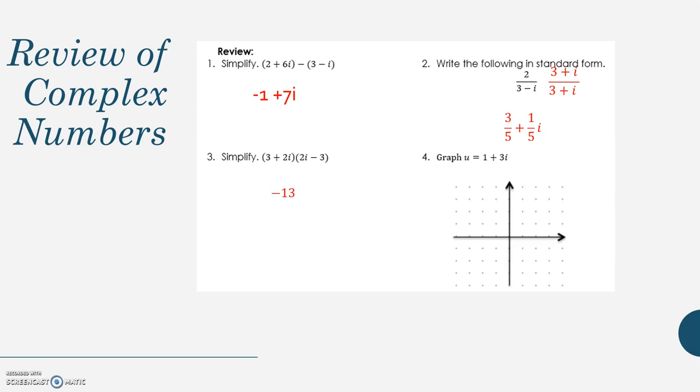For number 3, we're essentially FOILing everything out. When you FOIL, the plus 6i and minus 6i should cancel out. And then the 4i squared becomes a minus 4. So essentially you have -9 minus 4, giving you -13.